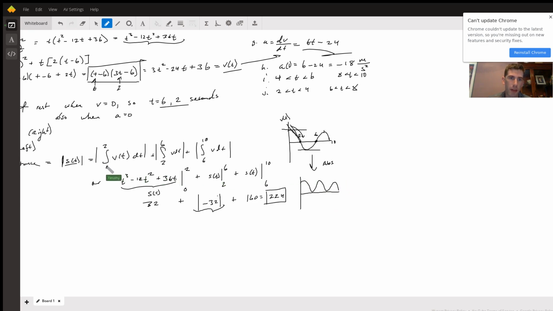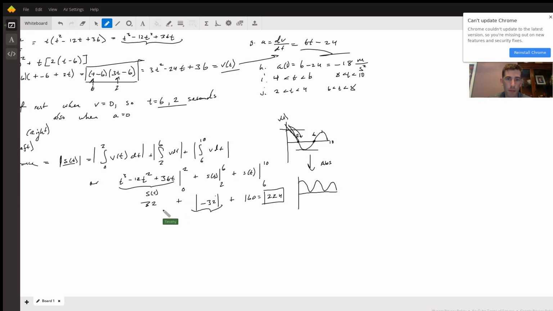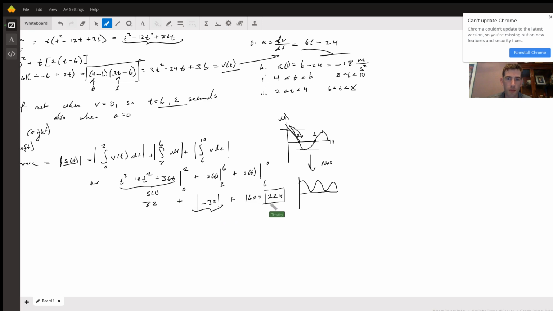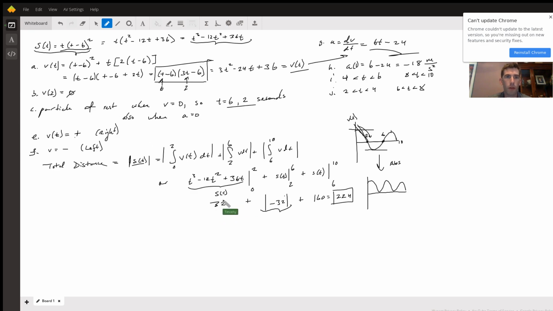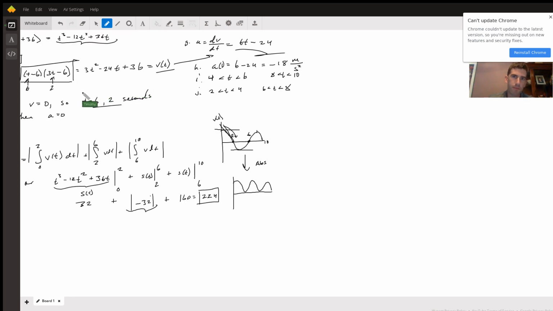When you integrate the velocity function with respect to time for these three integrals, this negative value becomes positive, so you get a total distance of 224 versus the 160 meters that you would get if you just plugged in 10 seconds into time.